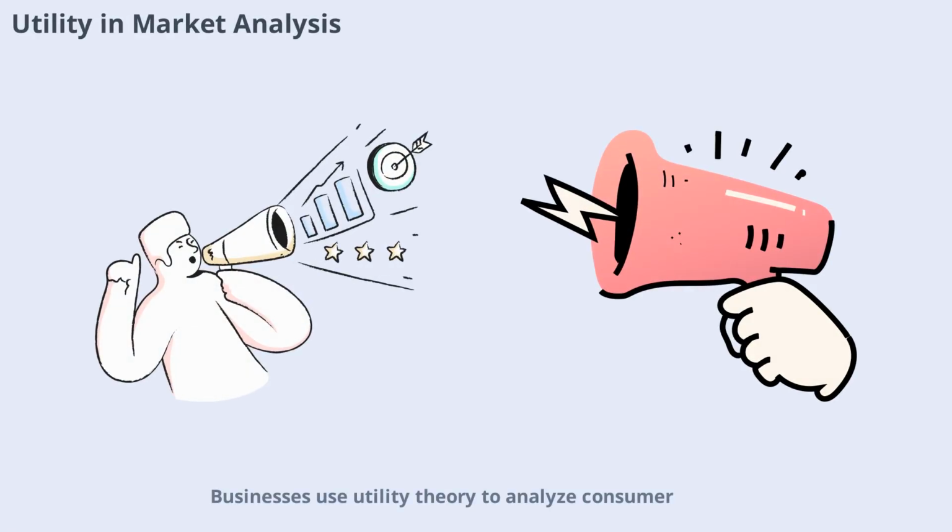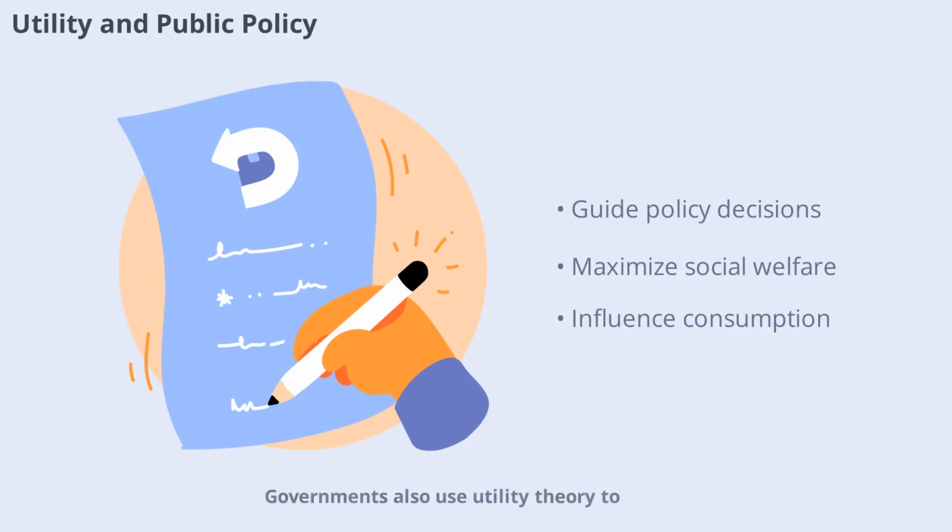Businesses use utility theory to analyze consumer preferences and design products that maximize satisfaction. By understanding how marginal utility changes, companies can set prices, create bundles, and develop marketing strategies that appeal to customers' desires. Governments also use utility theory to design policies that improve social welfare. For example, taxes and subsidies can be used to influence consumption patterns, aiming to maximize overall happiness in society. Utility theory provides a framework for evaluating the impact of policy decisions.